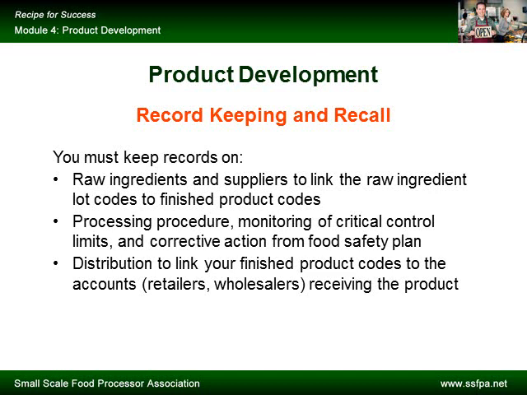The coding system helps the manufacturer to trace every step of the process in preparing and distributing the product. You must keep records on raw ingredients and suppliers to link the raw ingredient lot codes to finished product codes, processing procedure, monitoring of critical control limits, and corrective action from your food safety plan, and distribution to link your finished product codes to the accounts, retailers, and wholesalers receiving the product. Make sure to check with the CFIA about making a recall plan and to determine how long you need to maintain your records. Keeping records will assist you if there is ever a recall of your product.